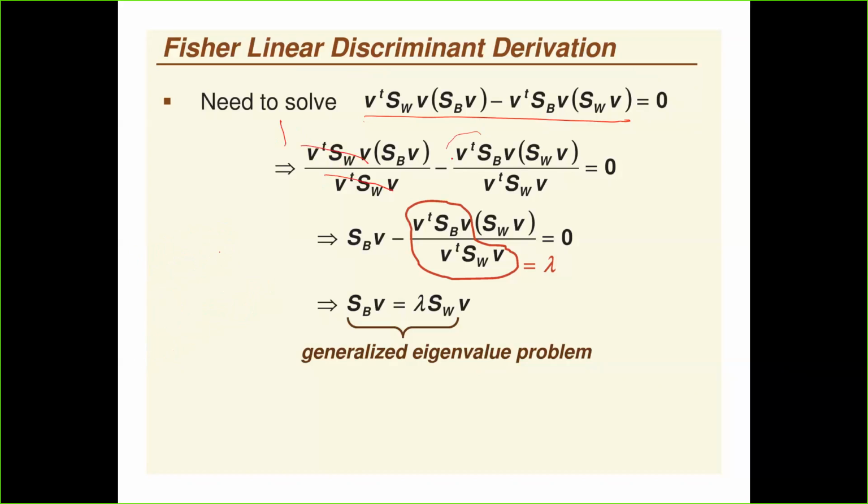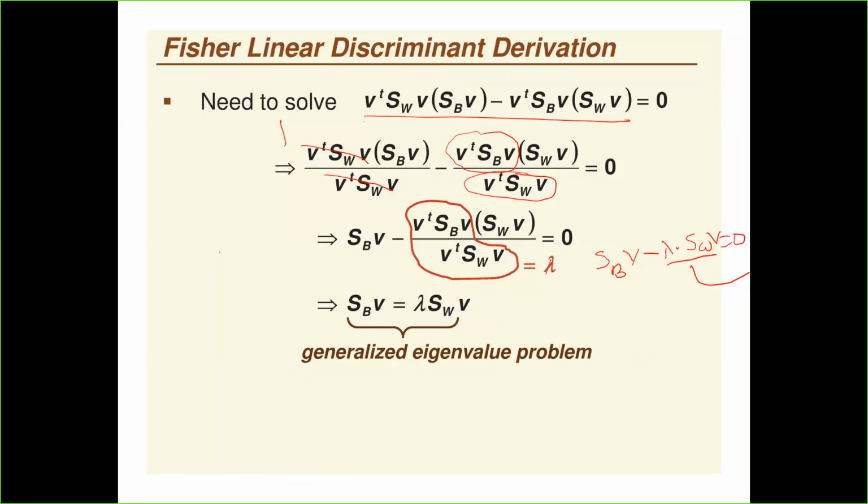And V transpose SBV divided by V transpose SWV is also a scalar. But this is not equivalent to 1 because this is different. This is some scalar. Let us call this lambda. So this is equivalent to SBV minus lambda times SWV, which is equivalent to 0. When you bring it to the other side, you get SBV is equivalent to lambda times SWV. Alright, so this is looking like a generalized eigenvalue problem. Let us convert it into an eigenvalue problem.